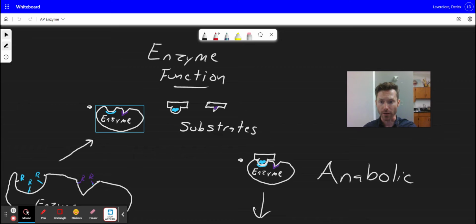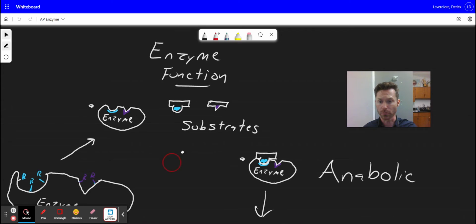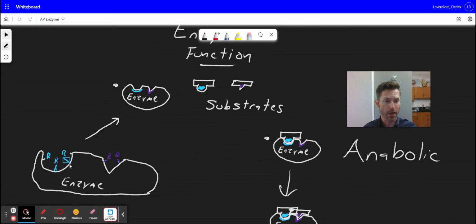Okay? And so there are going to be regions of the enzyme that have particular shapes that match the particular shapes of the molecules involved in the reaction. And so if you look more closely at the enzyme, in those domains that are interacting with these substrates, there will be free R groups that have properties that are attractive to the molecule. Right? And so here I've represented that with light blue R groups.